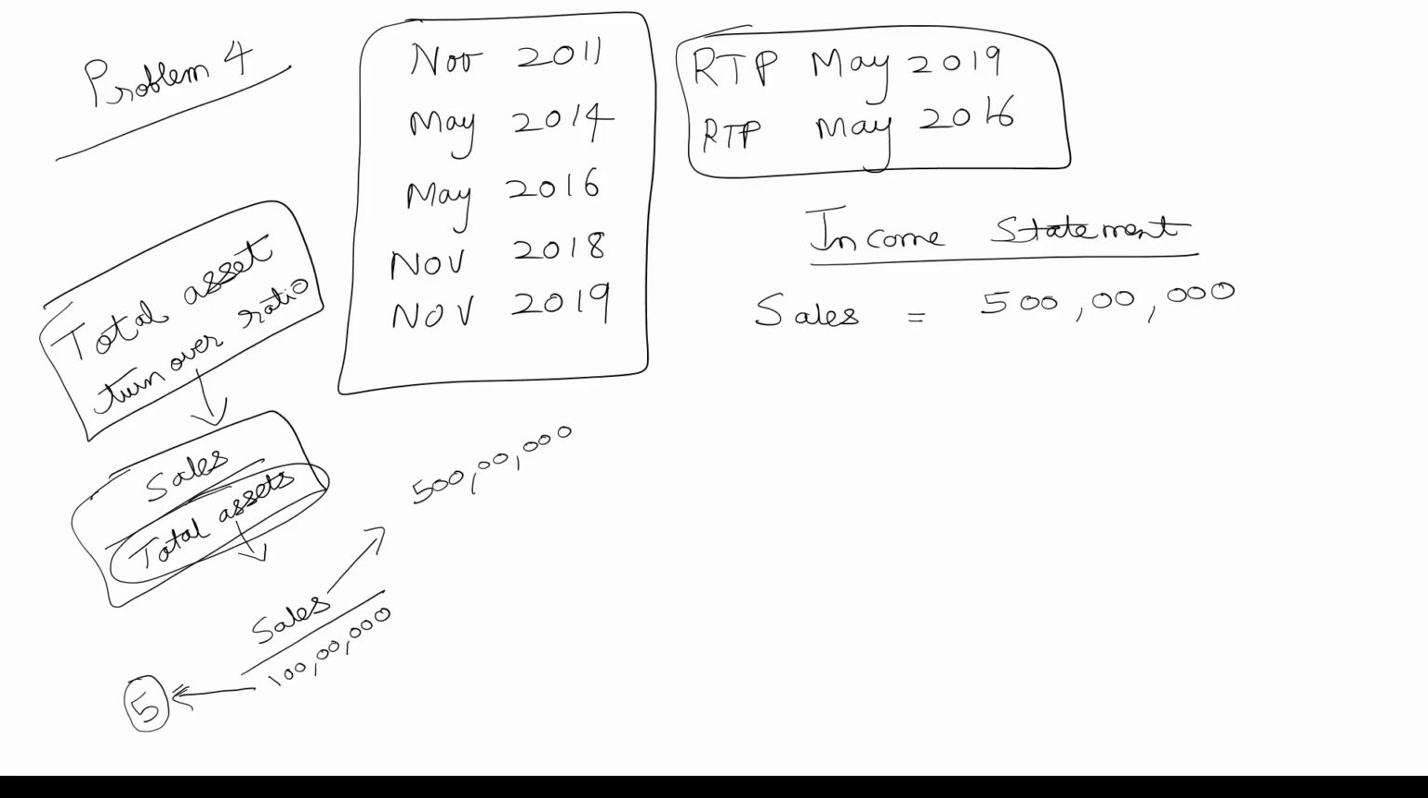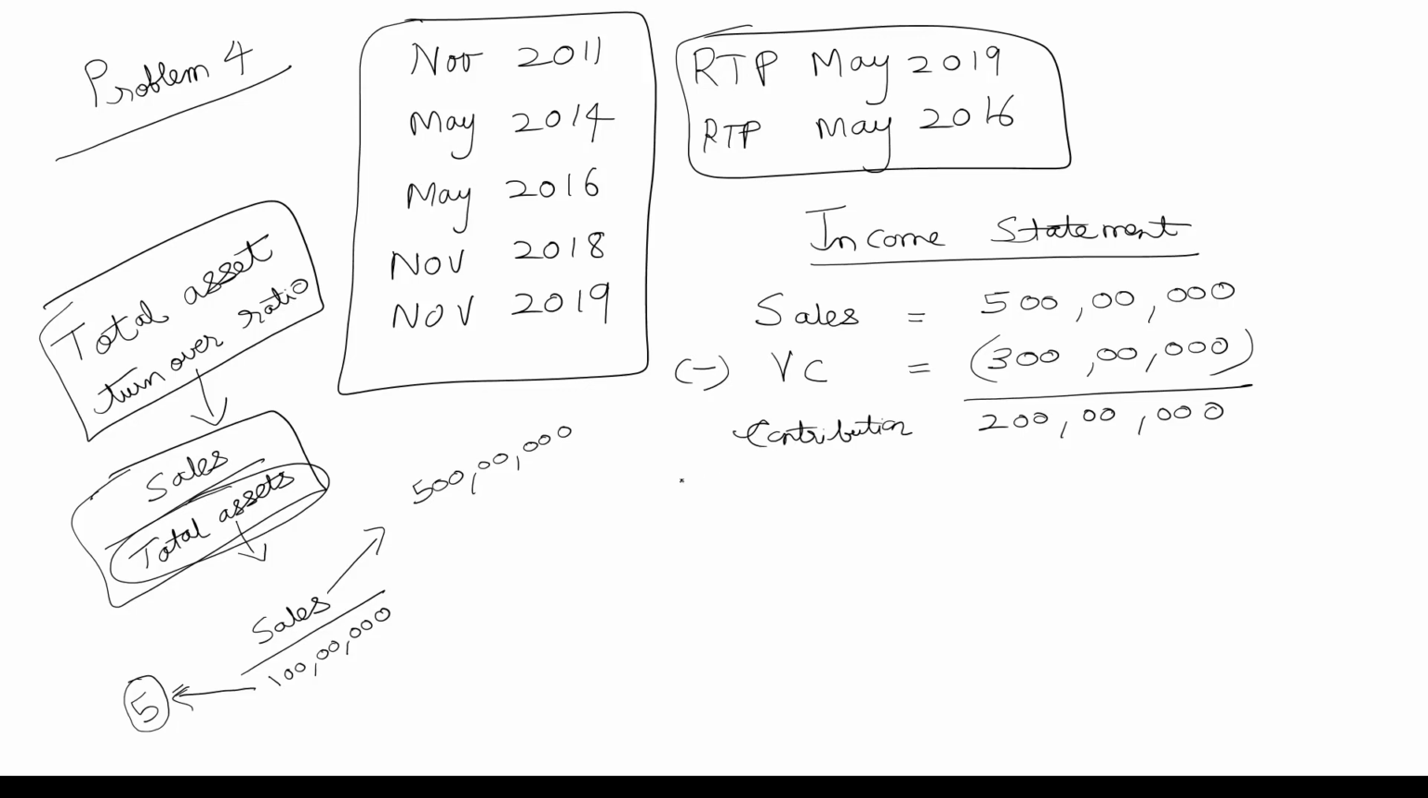So using this, I got my sales. Now the next thing I need to look at is the variable cost ratio, which is 60% as given in the question. So this is going to be 300 lakhs. If I subtract that, I will have 200 lakhs, and that is going to be contribution.